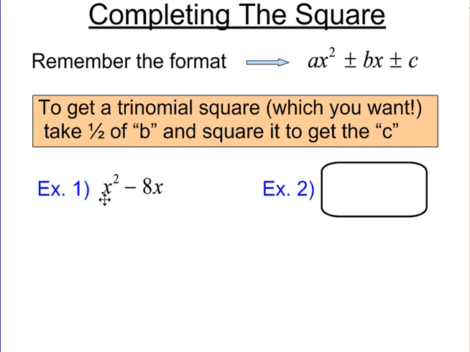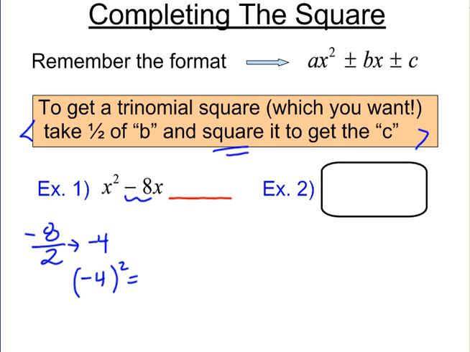So here I have a binomial, x squared minus 8x, and I want to turn it into a perfect square trinomial. So I need to add a certain number here. Well, according to this step about taking half of the b, here b happens to be negative 8. If I take half of that, which is dividing by 2, that will get me negative 4. Now I'm going to square that, and I find out that that equals 16. So if I add 16 to this, it's a perfect square trinomial now, and if I were to factor it, it would factor out as x minus 4 squared.